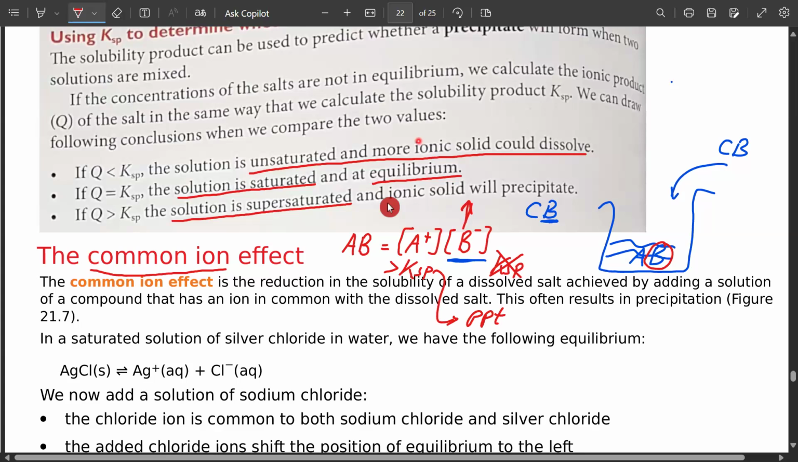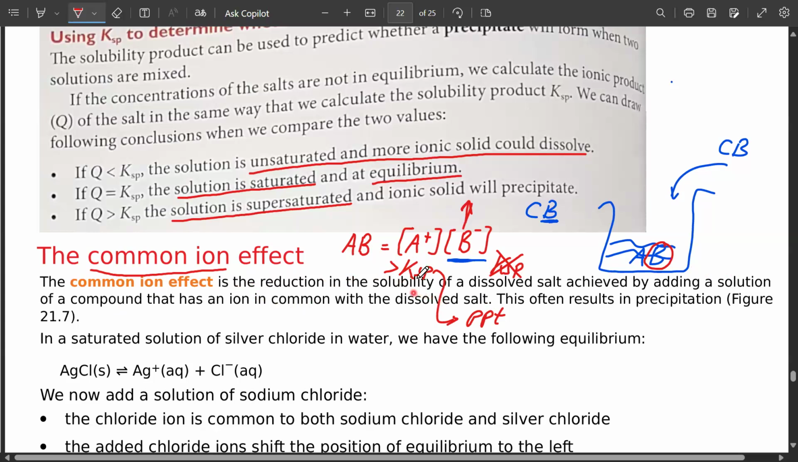Now, this is what we learned in common ion effect. In common ion effect, the solubility of the dissolved salt is reduced by adding a solution of a compound that has an ion in common with the dissolved salt. This is the definition of the common ion effect. You have to learn this definition. Common ion effect says that you will reduce the solubility of the dissolved salt by adding another solution of a compound which has an ion in common with the dissolved salt.